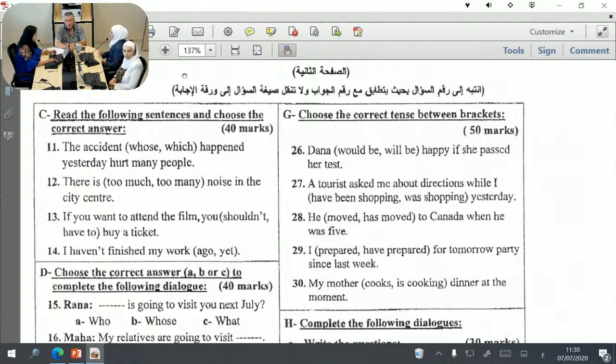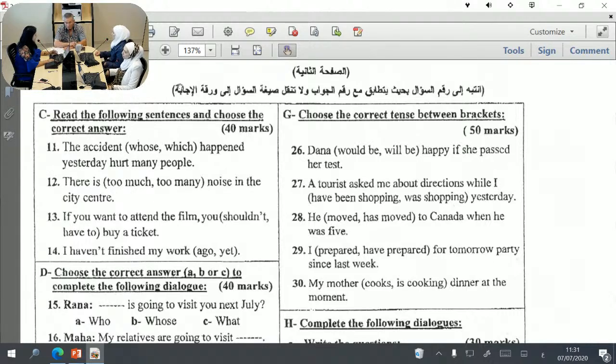The second page of the exam papers, we have question letter C. It says, read the following sentences and choose the correct answer. Here we can have grammar or vocabulary. This one is grammar or vocabulary, and they need to choose. So this is the way you are going to meet in the exam. The accident is a situation. Whose is used for position, which is used for situations or things. So the answer is going to be which.